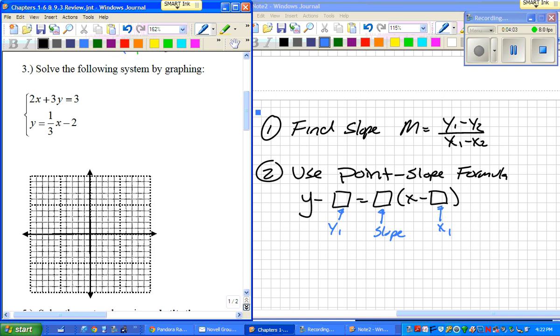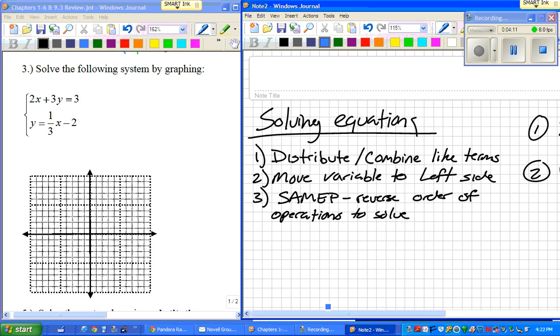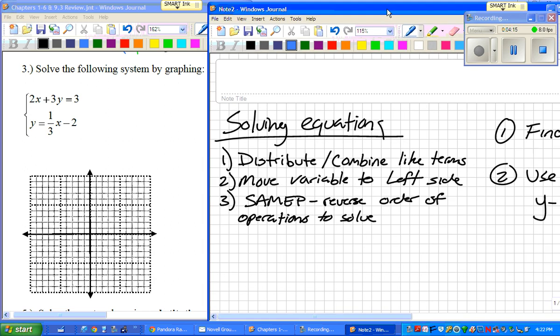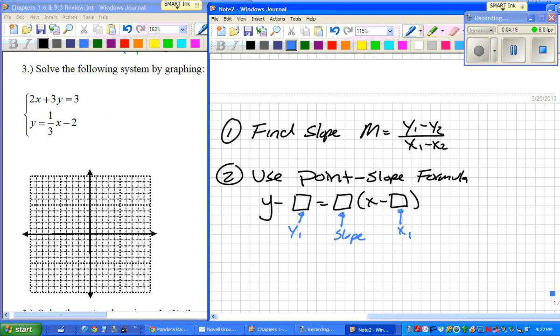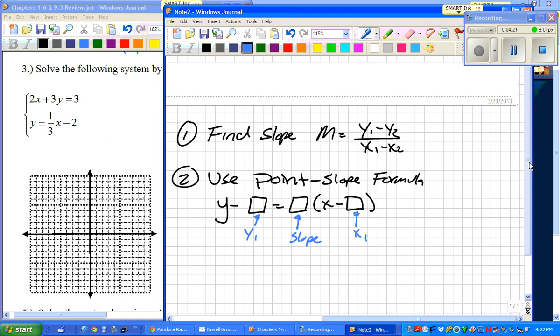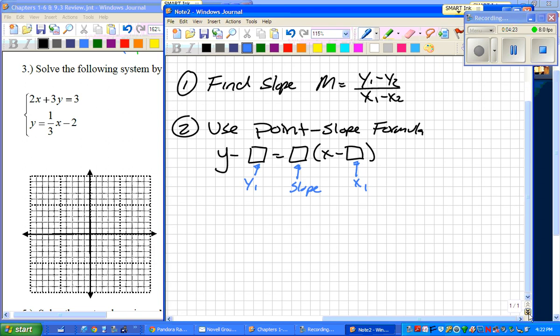Now, solve the following system by graphing. So when you're graphing, key things that you need to remember. Can I scroll this down a little bit? Oh, it's going to make me go all the way over here. Or not. There we go. That's what I was looking for.